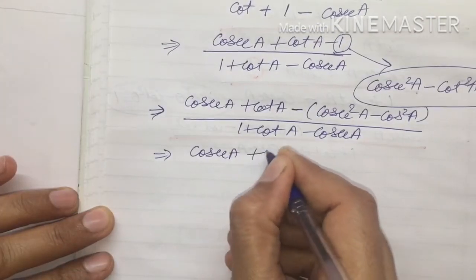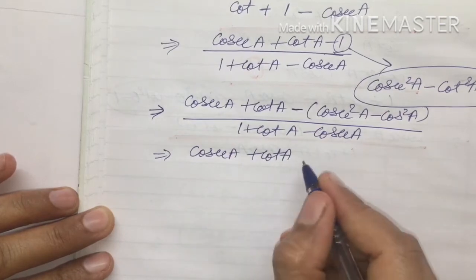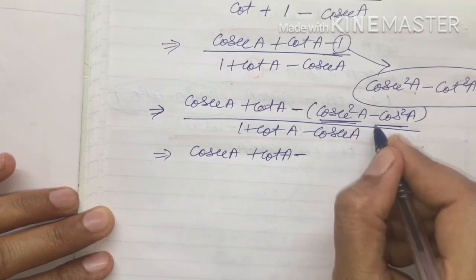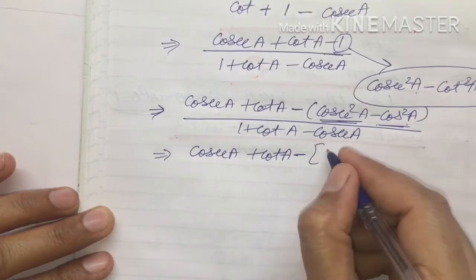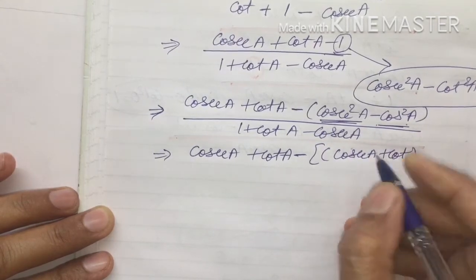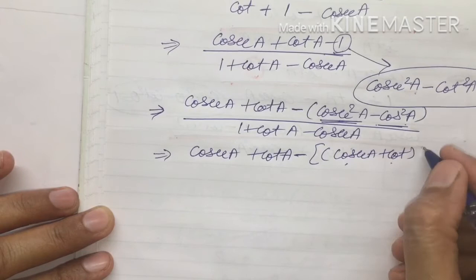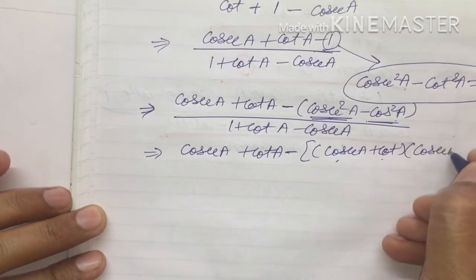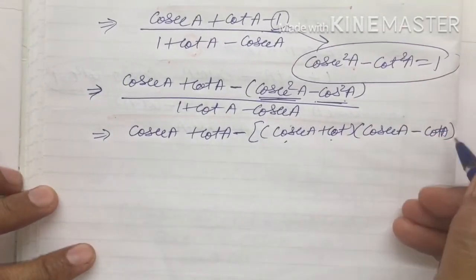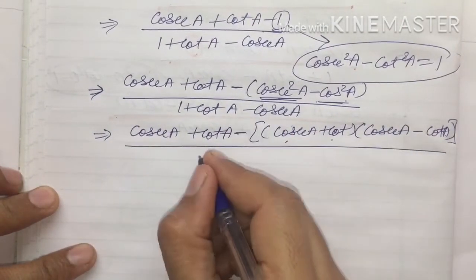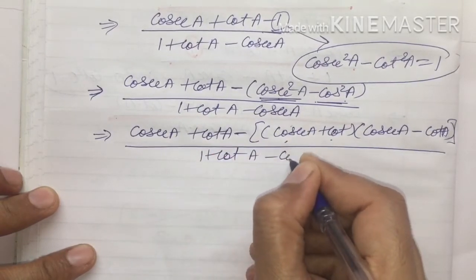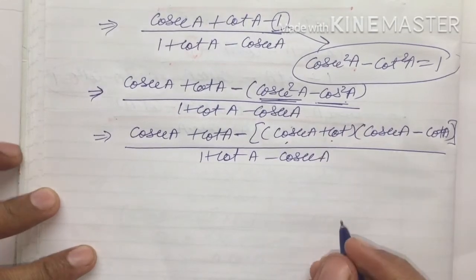So in the next step, this is a square, this is b square. A square minus b square is equal to a plus b times a minus b. Here a is cosecant and b is cot. So cosecant A minus cot A, and in the denominator 1 plus cot A minus cosecant A.